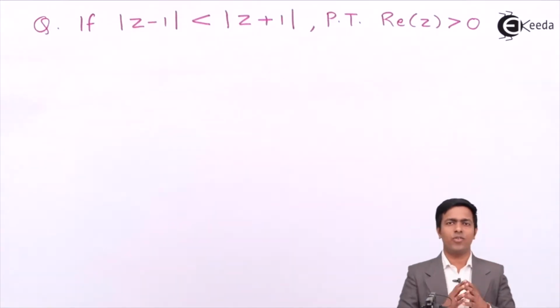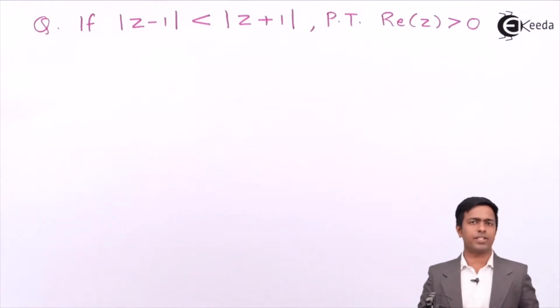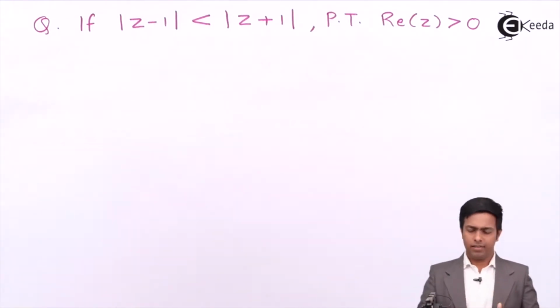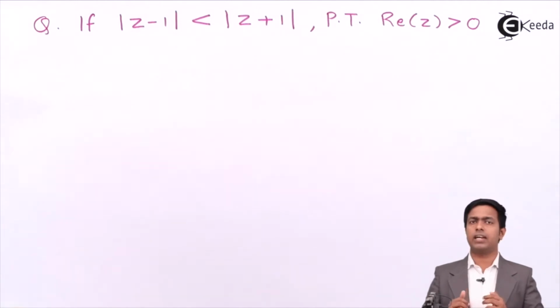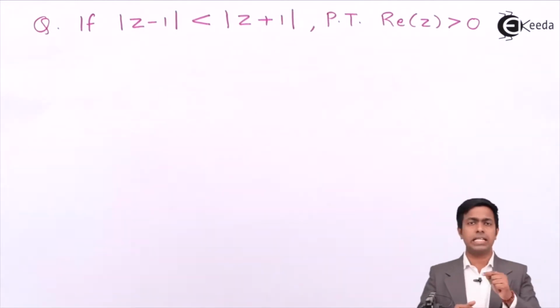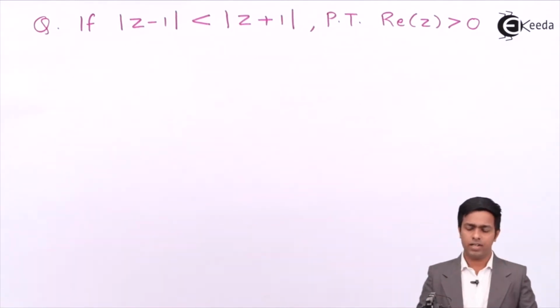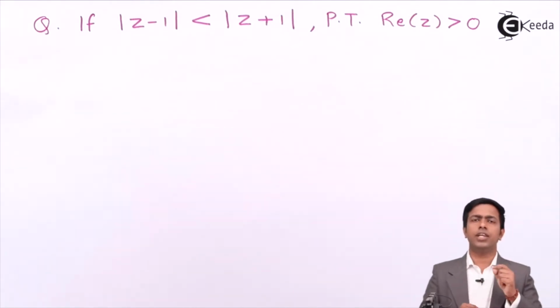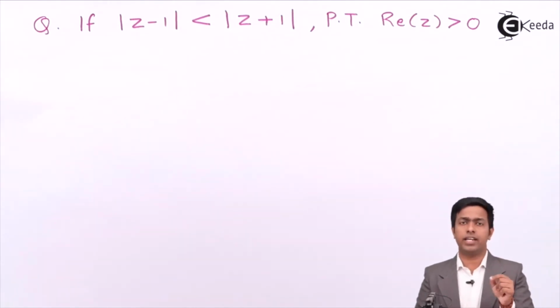We are going to solve one more problem based on complex numbers. For that, a condition is given that if mod of z minus 1 is less than mod of z plus 1, then we have to prove that the real part of z is greater than 0.